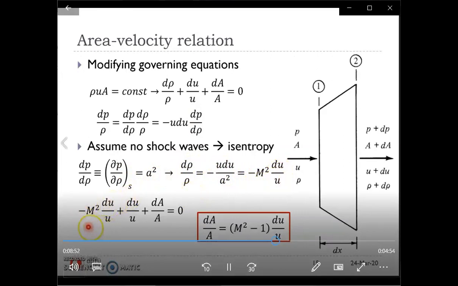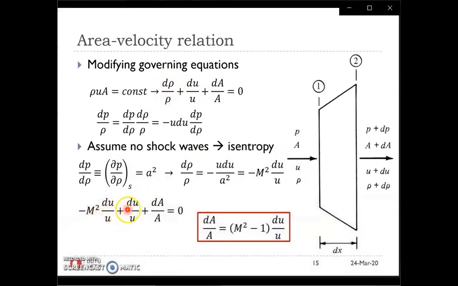And therefore we insert this term into the equation up here. We replace the dρ over ρ. We have now minus Mach squared du over u plus du over u plus dA over A is equal to 0. If we rearrange this equation to keep the dA over A on the left hand side, we reach this very important equation in compressible aerodynamics, which is dA over A is equal to M squared minus 1 times du over u. This is what we know as the area velocity relation for compressible flows.